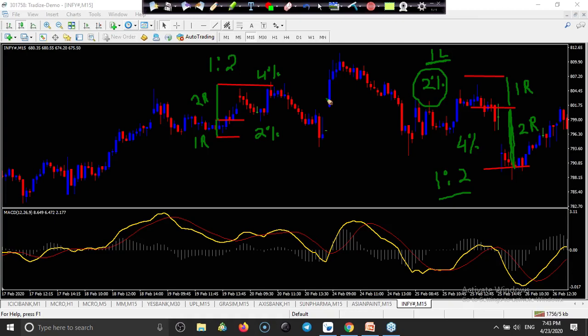Now here I think a question is arising in your mind. Here we have a six rupees SL, and here we have a 3 rupees SL. How can that work? When we have a 3 rupees SL, our lot size increases. When we have a big SL, showing 6 rupees, our lot size decreases, right? But ultimately our risk should be 2%. Here 2%, here also 2%.